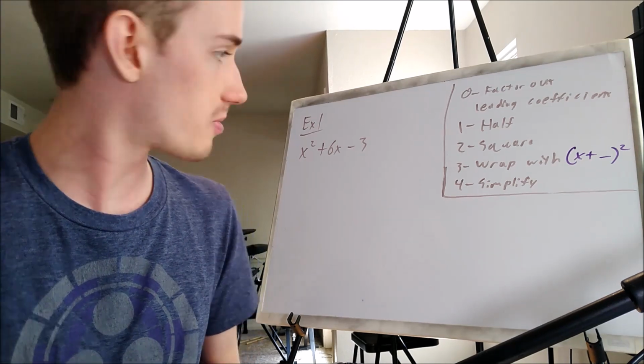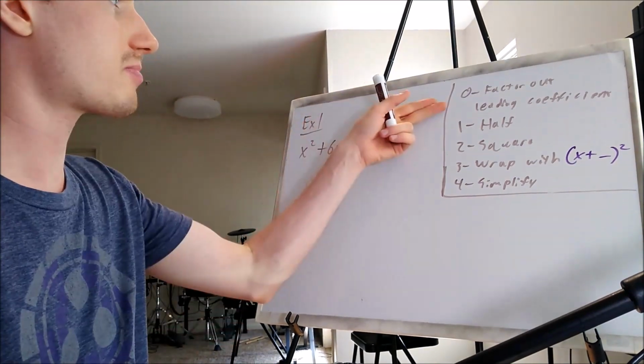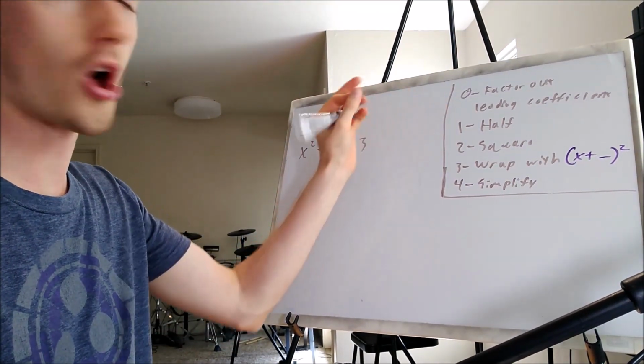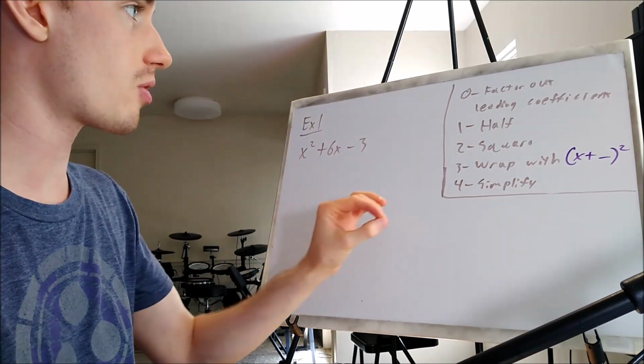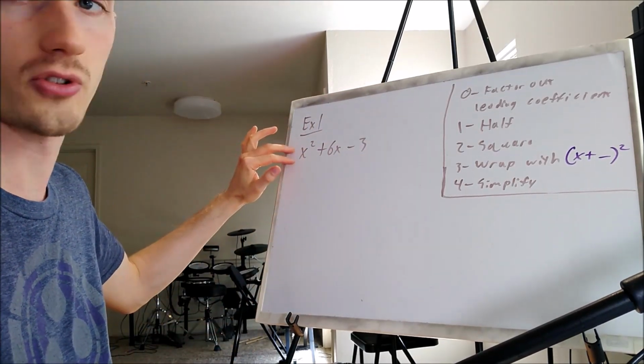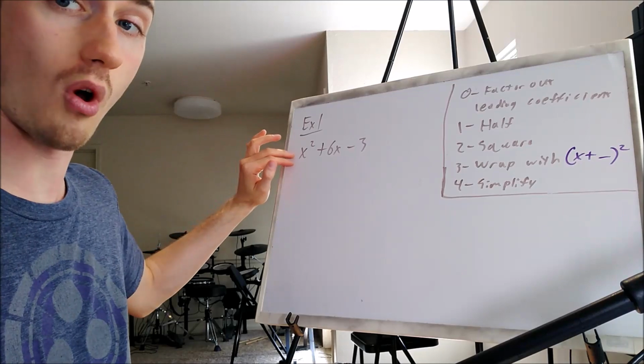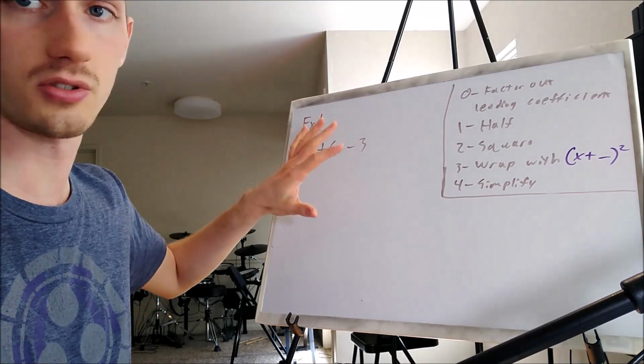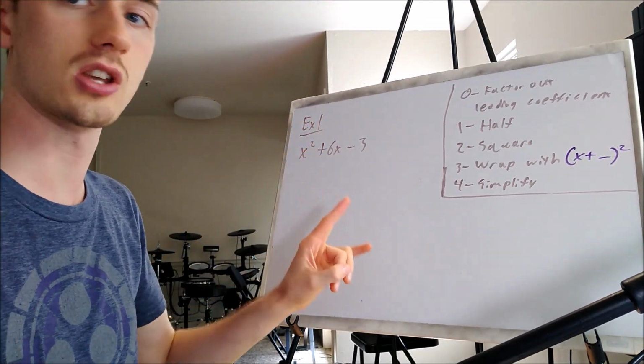So we're just going to jump into the first example here. What I've called step 0 here is not always necessary. The leading coefficient is the coefficient of the square term in our case. So this one is just 1. There's nothing to factor out here, so that's why I called it step 0, because we don't always have to do this. So in this case, there's nothing to do there.